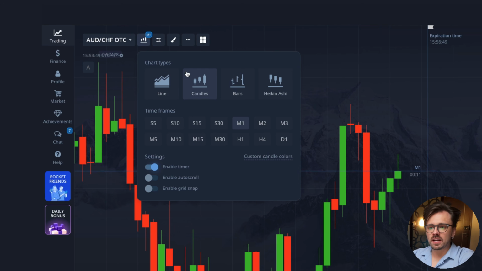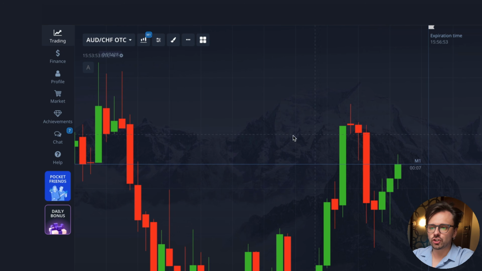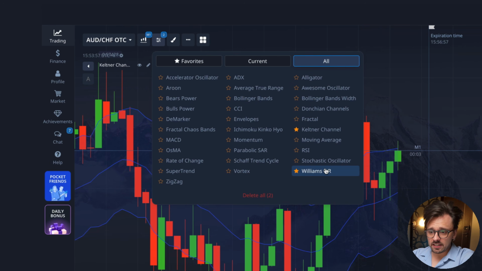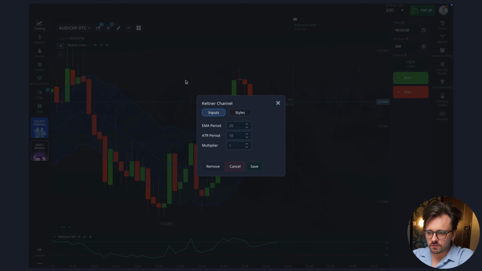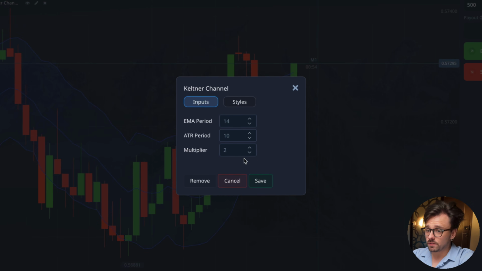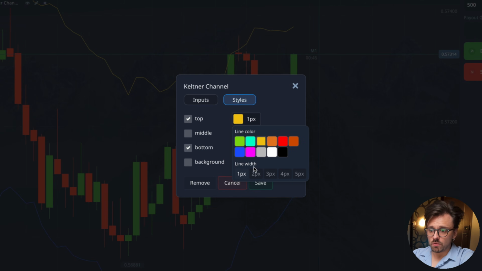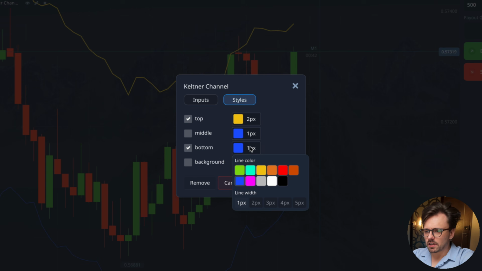Alright, so let's set up the chart. Chart type candlestick, time frame 1 minute. Let's configure the Keltner channel first. These settings make the Keltner channel more sensitive to impulses and breakouts, perfect for trend-based trading. I'll adjust the visual style, remove unnecessary lines, and make the colors more saturated, easier to work with.